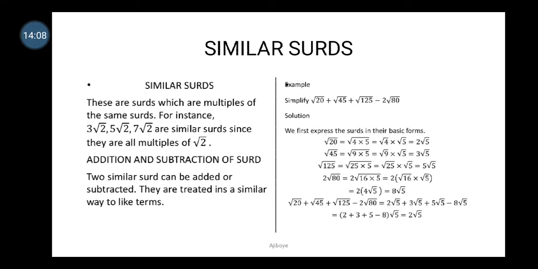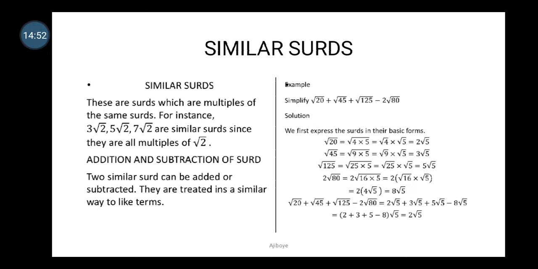Therefore, substituting all these basic forms for their corresponding surds, the square root of 20 plus the square root of 45 plus the square root of 125 minus 2 root 80 gives us 2 root 5, I've replaced root 20, plus 3 root 5, I've replaced root 45, plus 5 root 5, I've replaced root 125, minus 8 root 5, I have replaced 2 root 80. So I'll collect like terms because they are all similar surds in surd 5. They are all multiples of surd 5.